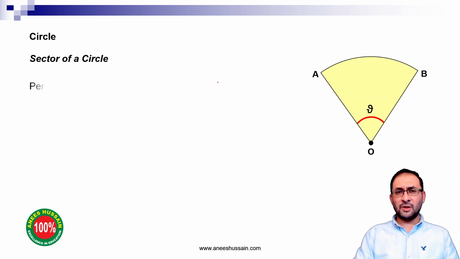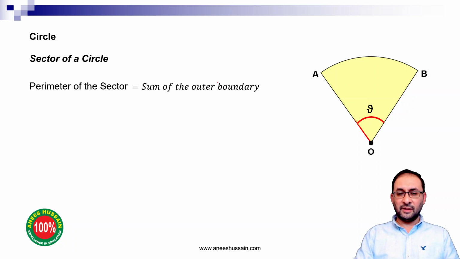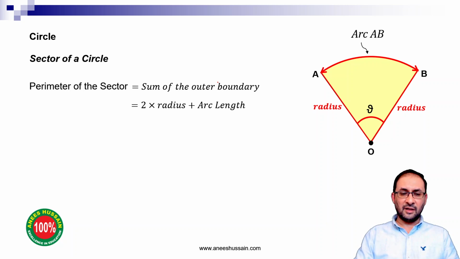A question may also ask you to figure out the perimeter of a sector. Now remember, perimeter is nothing but the sum of the outer boundaries of any shape. This particular shape, the sector AOB, has 3 boundaries: the radius OA, the arc AB, and the radius OB. So all that we have to do is add up these 3 values, which means we have to add the radius twice and also add the arc length. Now if the radius is r, then we can write this as 2r plus the arc length, which is 2 pi r times theta over 360 degrees.